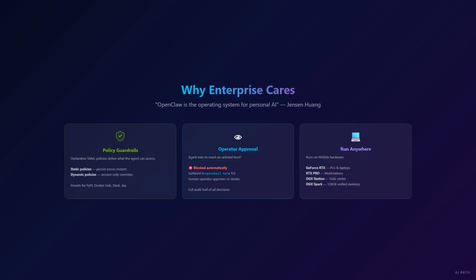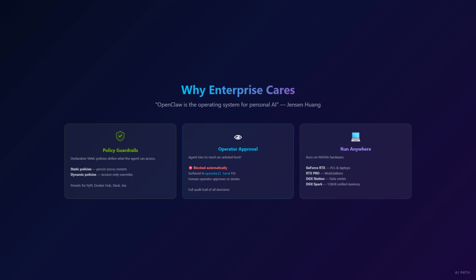Why should enterprises care? Jensen Huang called OpenClaw the operating system for personal AI. But operating systems need security. NemoClaw gives you 3 things enterprises need. First, policy-based guardrails. Define exactly what your agent can and can't do in a simple YAML file.